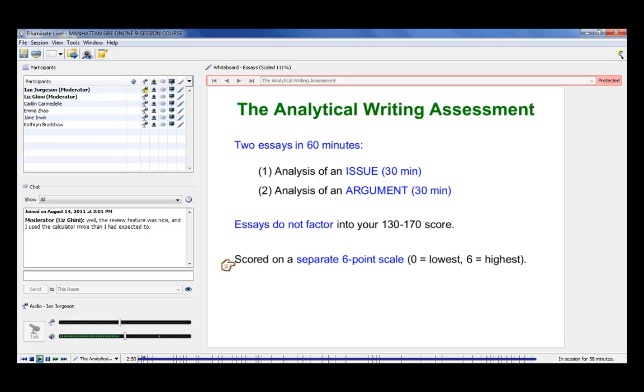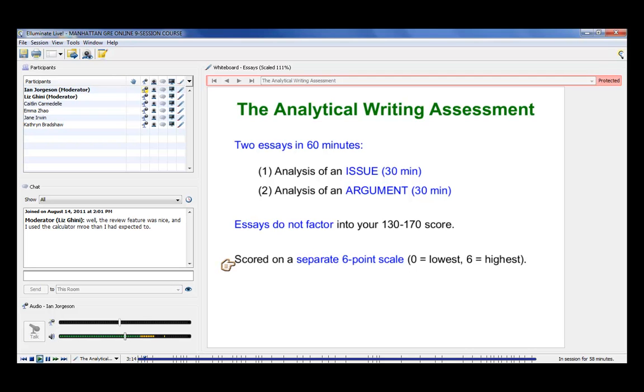And the way they make that work is they have 2 people read each of your essays, and each person gives you a score from 0 to 6. So you get 4 separate scores, 2 for each essay, and then they add them up and divide by 4 and just round up in half-point increments. So it's basically the average of all 4 scores in half-point increments.